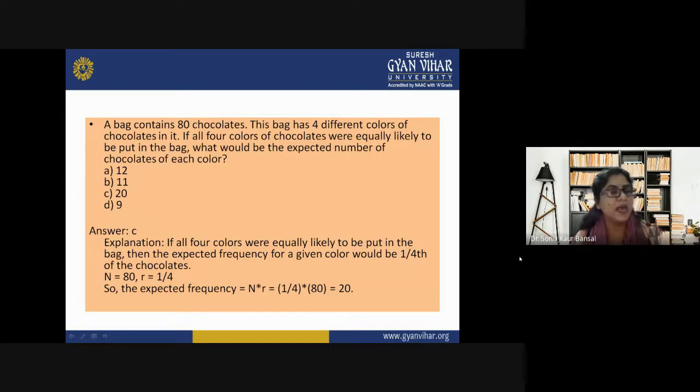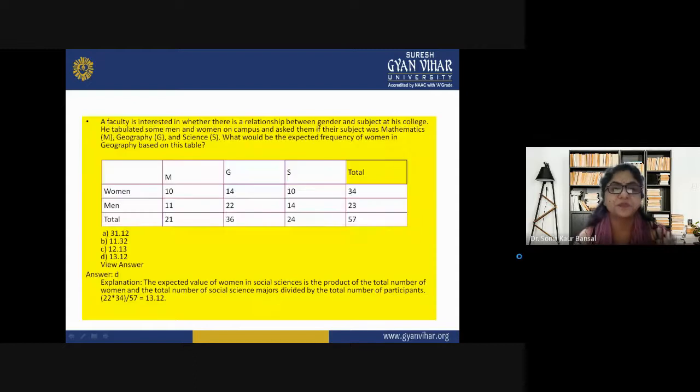So, the correct explanation: if all 4 colors were equally likely to be put in the bag, then the expected frequency for a given color would be 1/4 of the chocolates. So 80 divided by 4, we get 20. So this is how I have got my expected number.